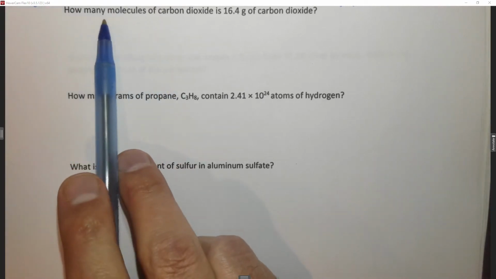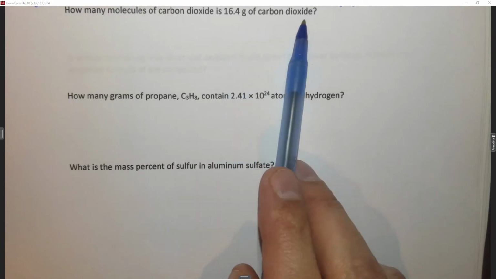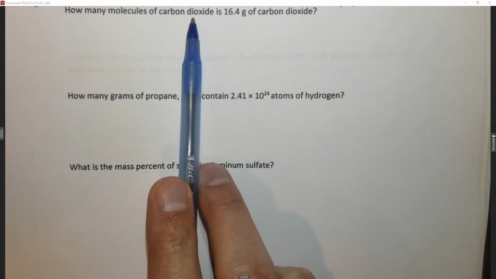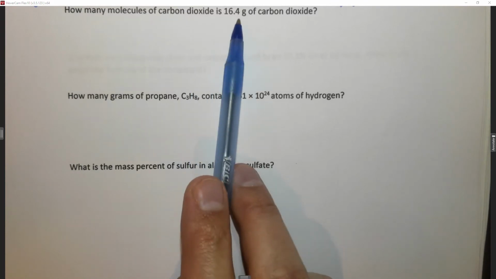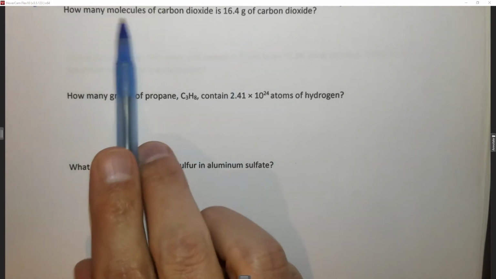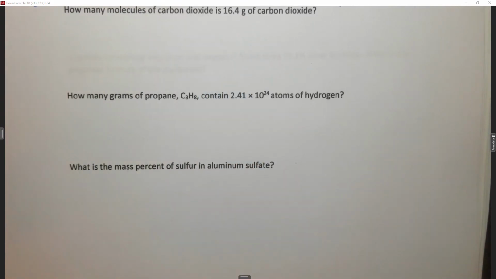This question says, how many molecules of carbon dioxide is 16.4 grams of carbon dioxide? So carbon dioxide, as you may be familiar with, is CO2. And we're given grams of CO2, and we want to know how many molecules of CO2 we have. Well, there's no direct conversion between grams and molecules. So we need to convert from grams to moles to molecules.